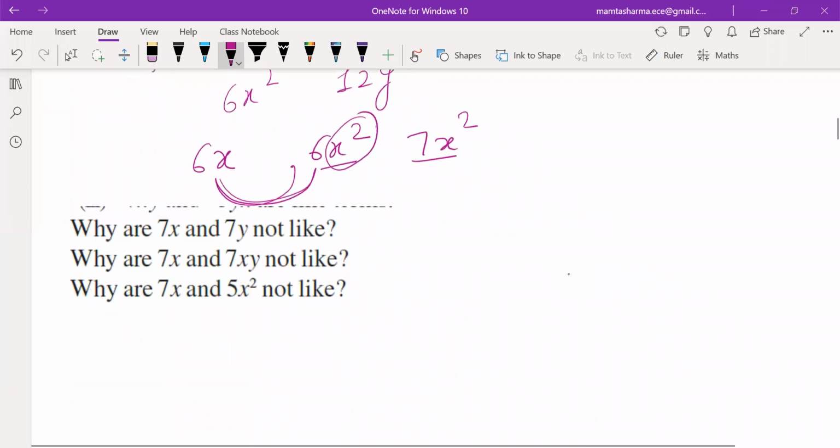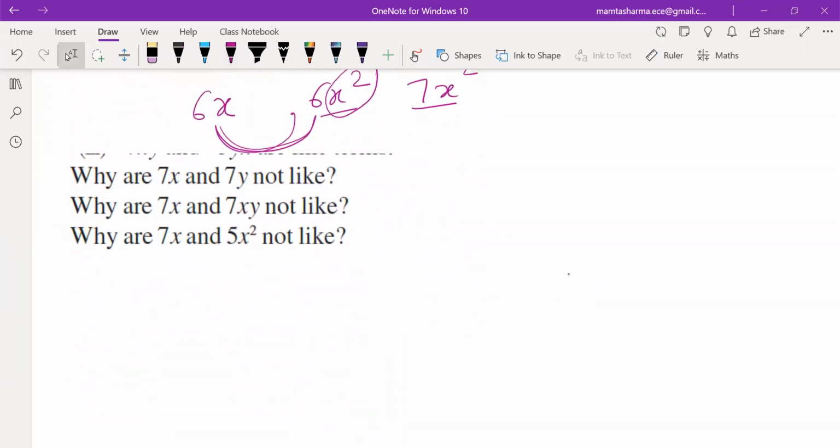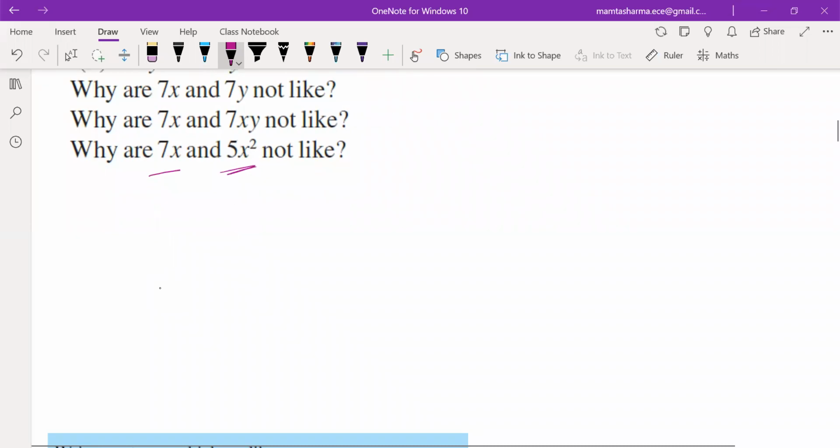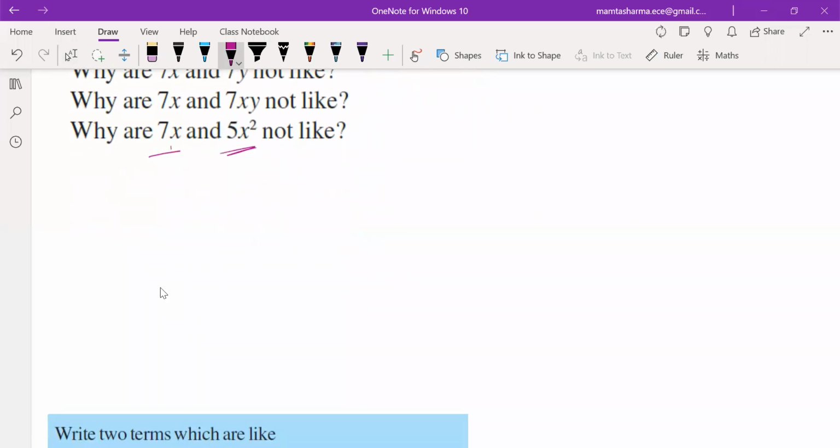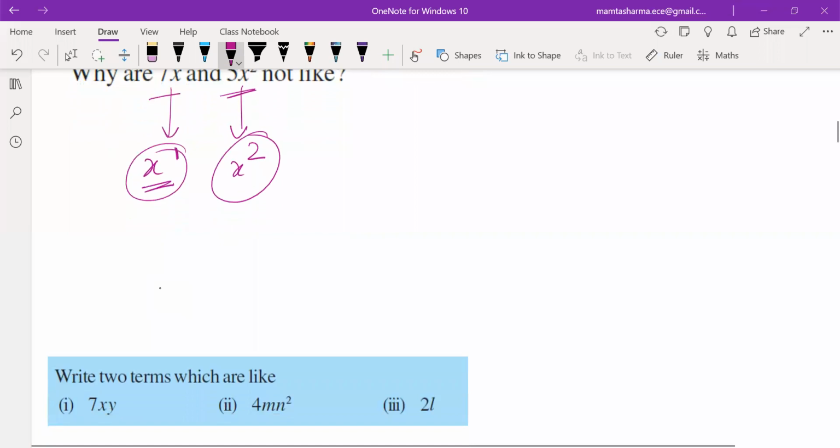Clear? Now see. Why are 7x and 5x square not like terms? Because x is there and x square is there. Yes, because the variable power is not equal. Here x is raised to power 1, here x is raised to power 2. Since the variable power is not equal, they are not like terms.